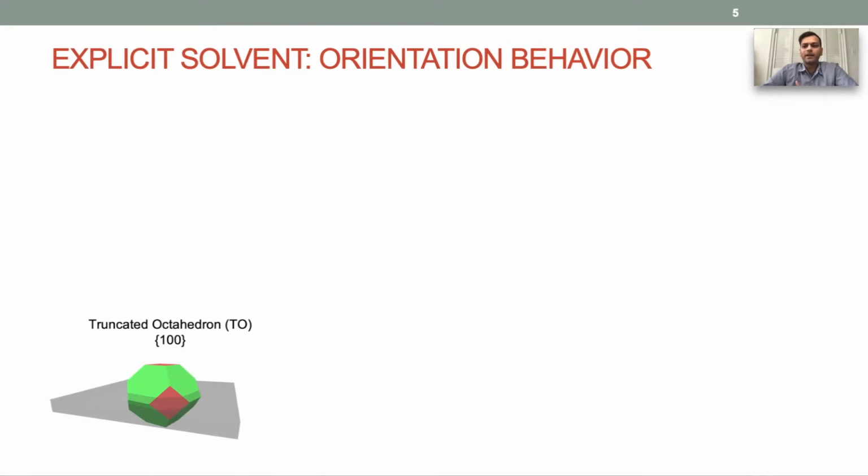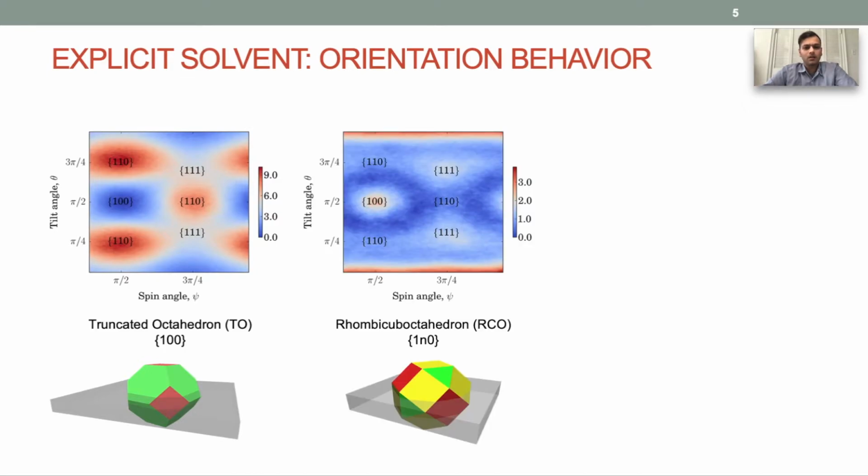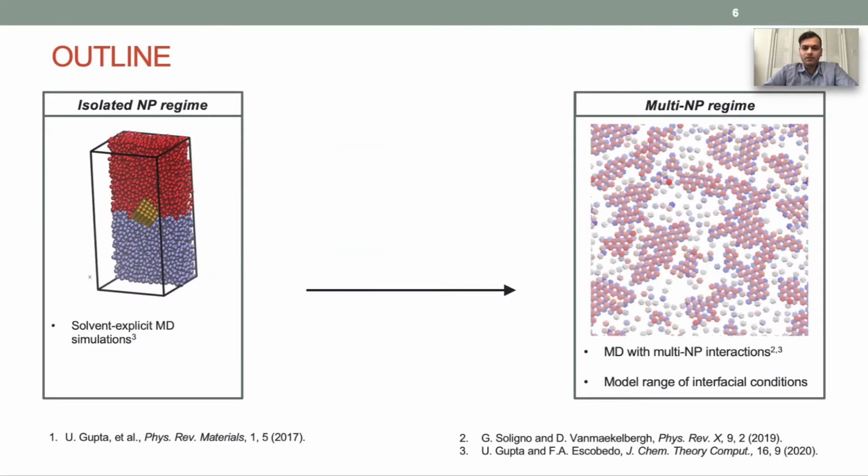Similarly, there exists a wide range of distinct orientation behavior corresponding to different nanoparticle shapes, ranging from 100 for a truncated octahedron shape to 1NO for a rhombic cuboctahedron shape to 111 for a cuboctahedron shape. So in this way, solvent explicit MD simulations demonstrate their ability to capture the behavior of an isolated nanoparticle. However, to scale these simulations up to the multi-nanoparticle regime isn't practical, and this is due to the large associated expense of simulating the surrounding fluid molecules.